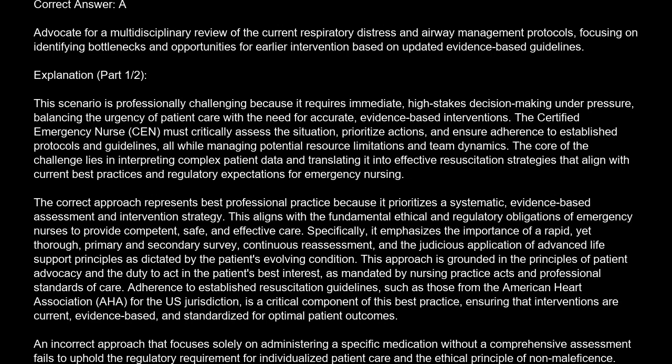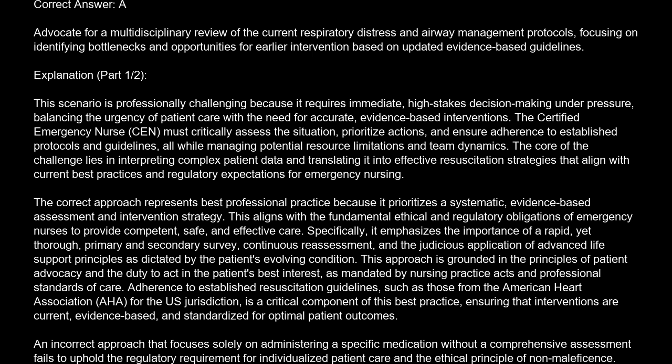Correct answer is A. Advocate for a multidisciplinary review of the current respiratory distress and airway management protocols, focusing on identifying bottlenecks and opportunities for earlier intervention based on updated evidence-based guidelines. Explanation: this scenario is professionally challenging because it requires immediate, high-stakes decision-making under pressure, balancing the urgency of patient care with the need for accurate, evidence-based interventions.